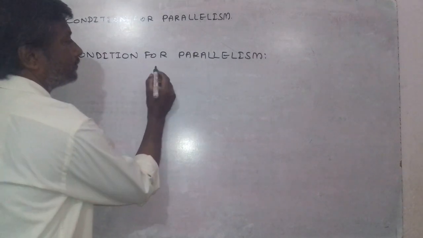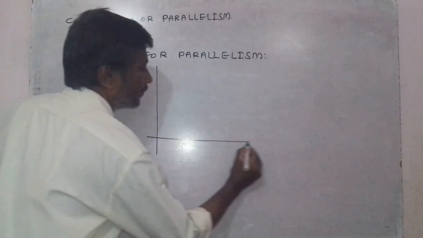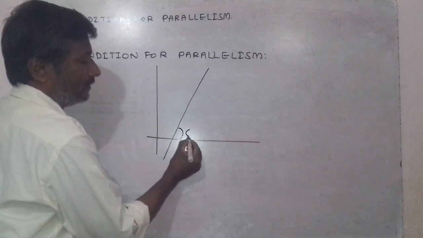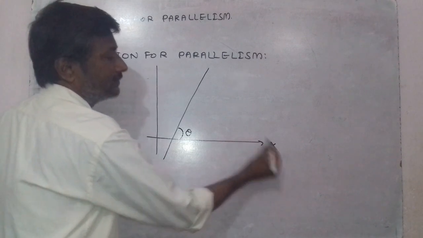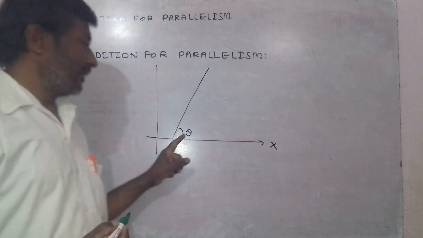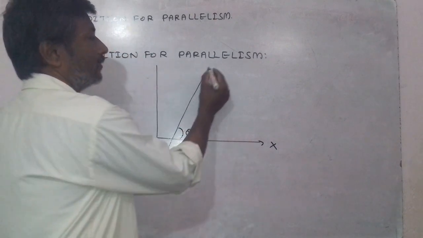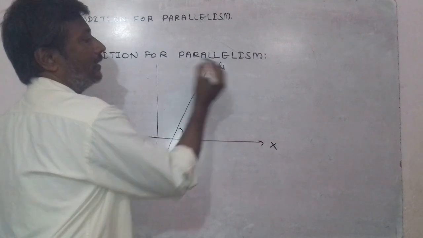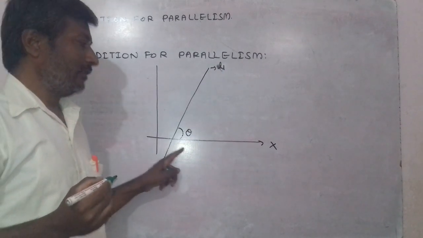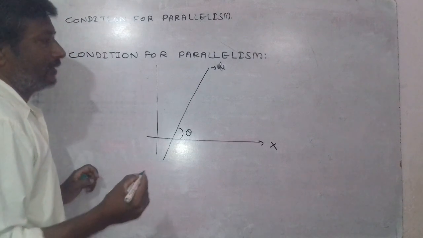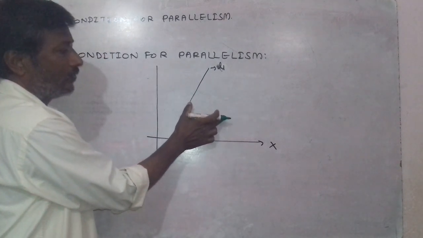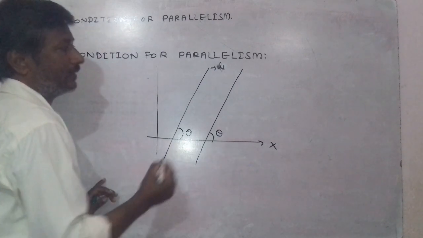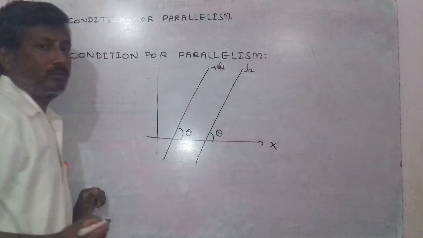Observe here. So this is one line. This line makes an angle theta with positive x-axis. So this is L1. Line L1 makes theta with positive x-axis. Similarly, this is another line which is parallel to this one. So therefore, this is the angle theta. So this is line L2.